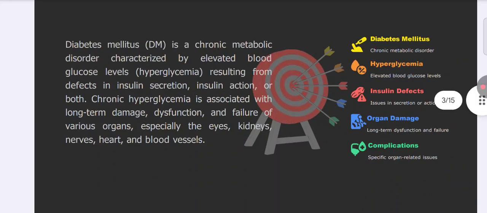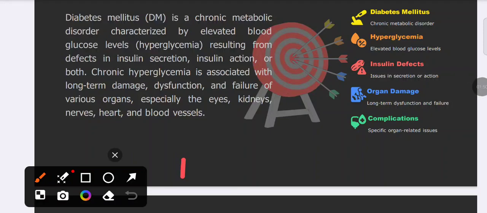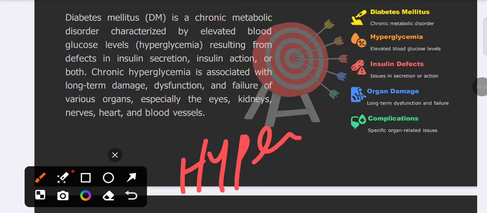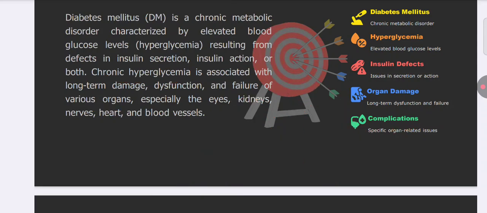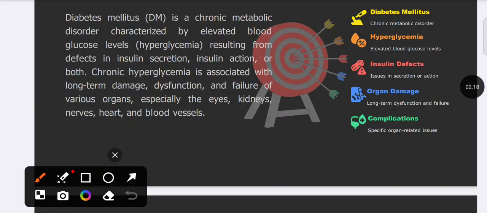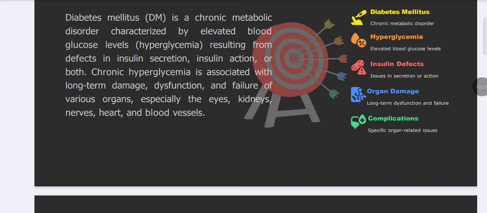Okay, now chronic hyperglycemia is a condition defined when we are having hyperglycemic condition, that is glucose is more in our body for a longer period of time, that is called chronic hyperglycemia. Now when a patient is having chronic hyperglycemia, he may have other diseases like various organ failures, then kidney problems, nerve problems, heart, that is cardiovascular, and other blood related problems. Okay, blood vessels shrinkage. So all of these things can be seen in chronic hyperglycemic condition.